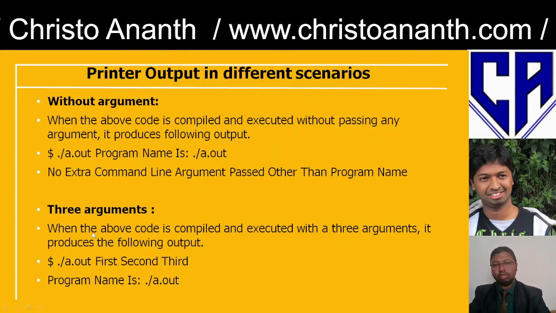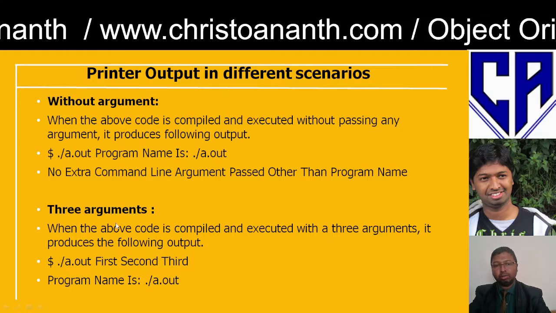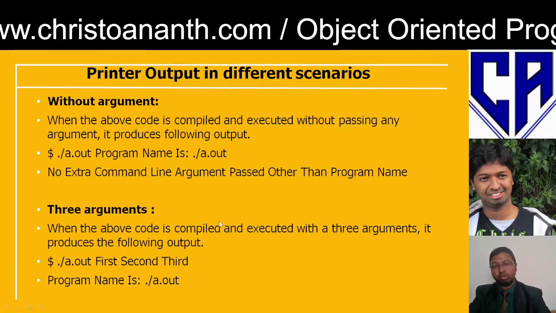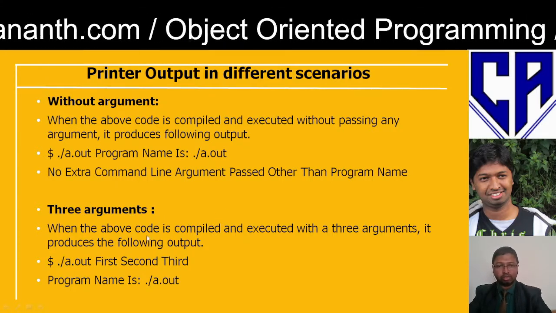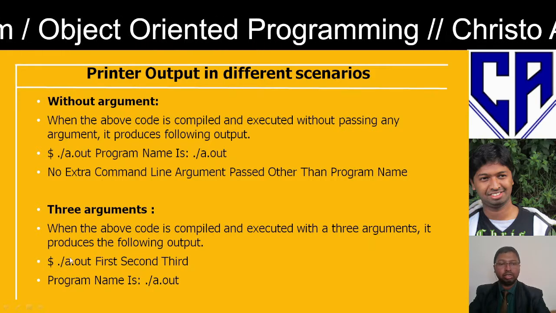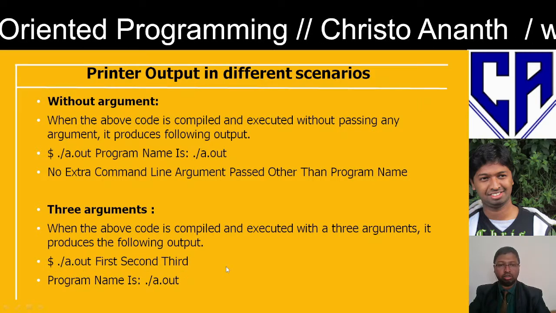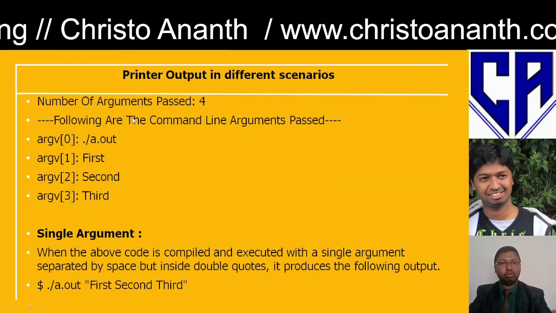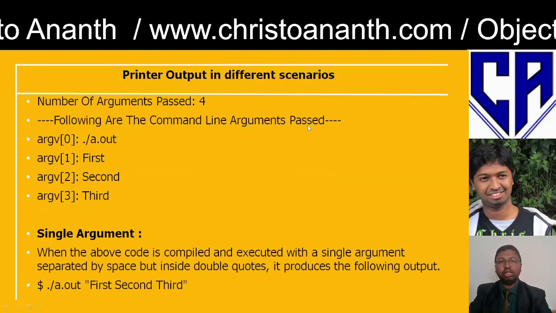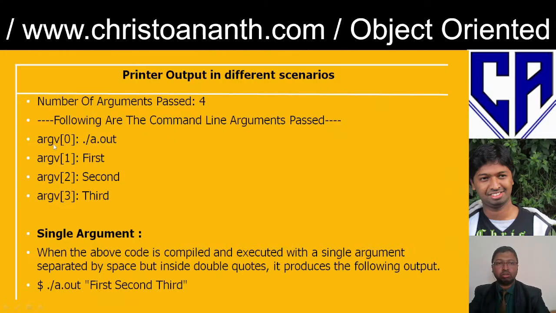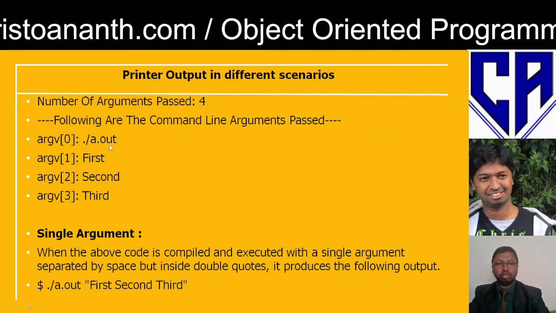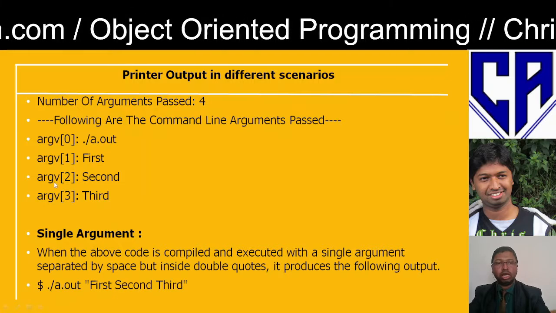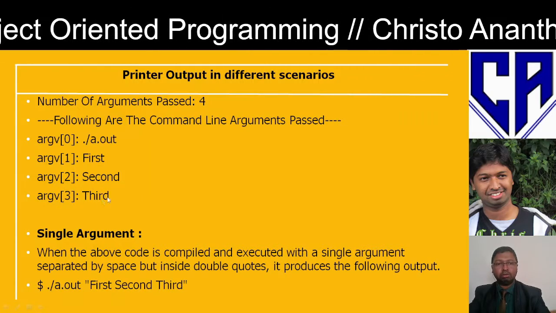And you can also have three arguments. If you compile it and execute it with three arguments, you will have a dot out first second third. The program name is a dot out, and the number of arguments passed is 4, followed by the command line arguments which are passed. So argv[0] is a dot out, argv[1] is first, argv[2] is second, argv[3] is third.